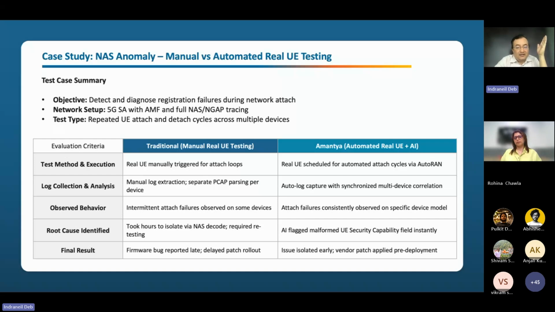Once we got the result of this automated real UE testing, we could very easily figure out a pattern. We figured out that attach failures were consistently observed on specific device models. While in the traditional test case, what should have been observed as device failures on identified UE models actually showed up as intermittent attach failures. When the volume of attaches increased, we found that those failures actually followed a pattern, on specific device models.